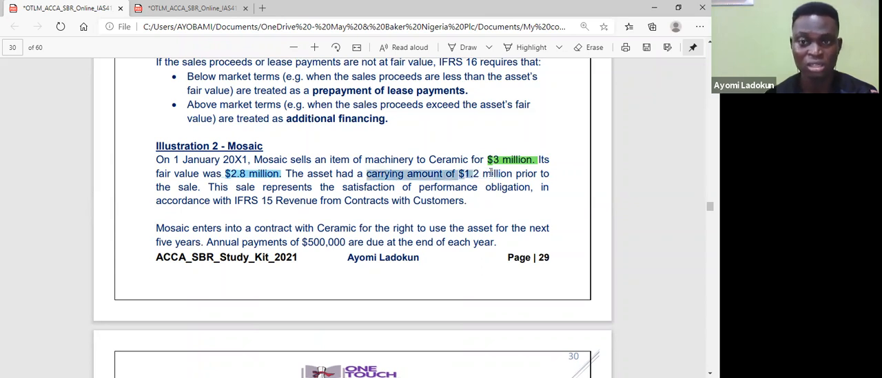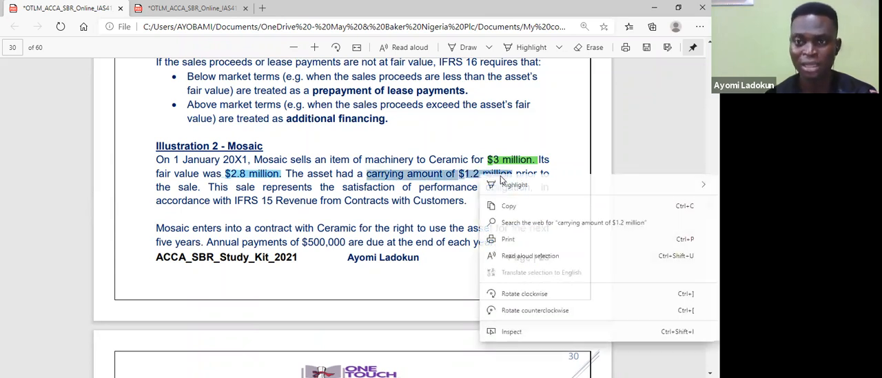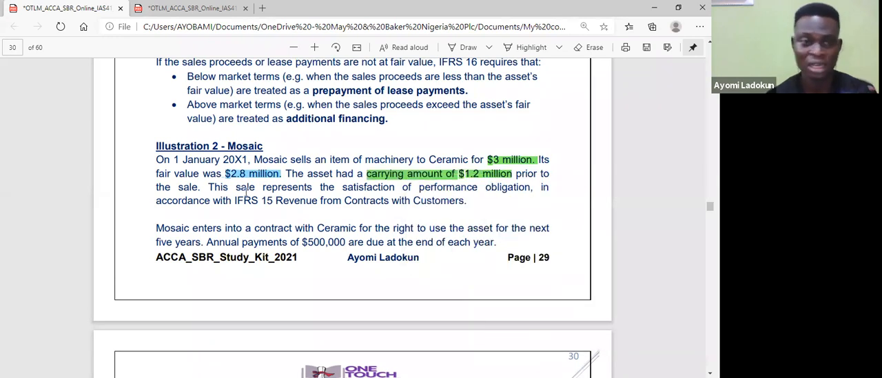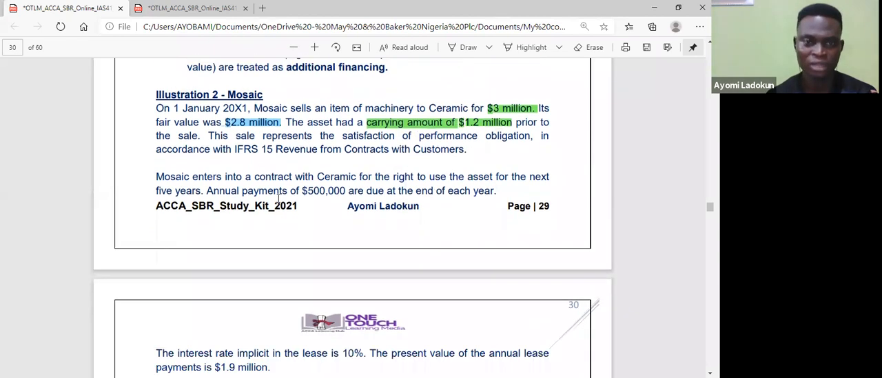So it's just the same principle we're still going to apply. The only difference is that additional finance becomes a financial asset. The sale represents satisfaction in line with IFRS 15. Mosaic enters a contract with the ceramic in light of use of asset for the next 5 years.